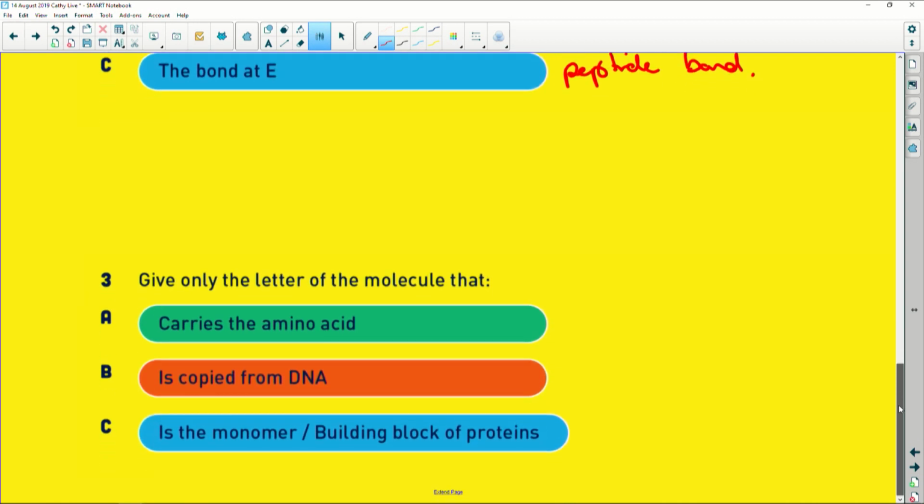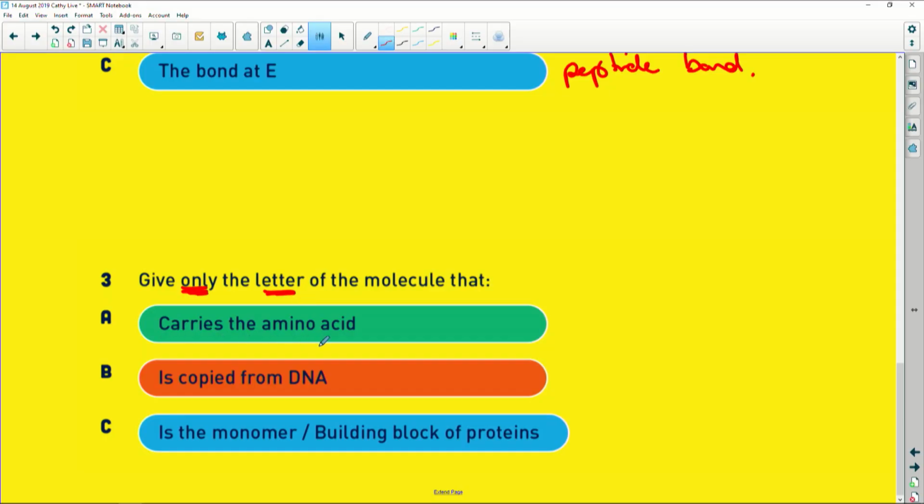All right, now let's see. Give only the letter of the molecule that. Now people, you see here, only the letter. I can't tell you how many times I have marked exam papers and I've had learners, you are asked to only give the letter for, and they give the name of the thing, or they give the label name, or they start describing a process. You get naught. They're not asking for anything else. They're asking for the letter, nothing else.